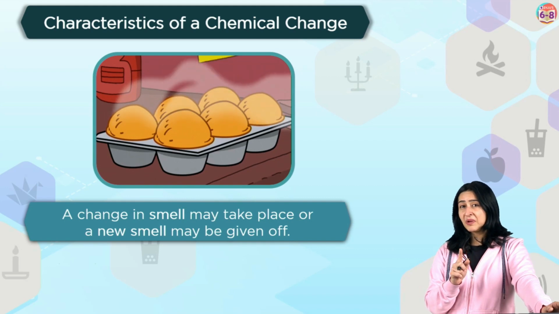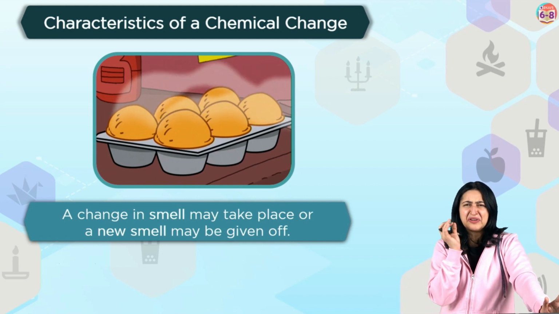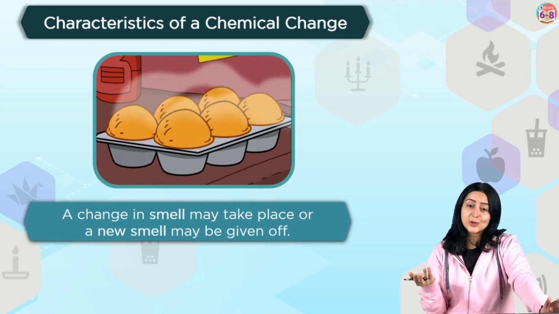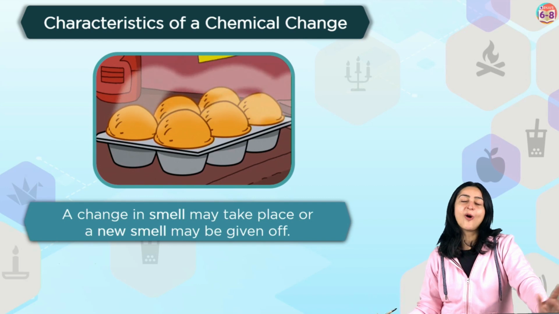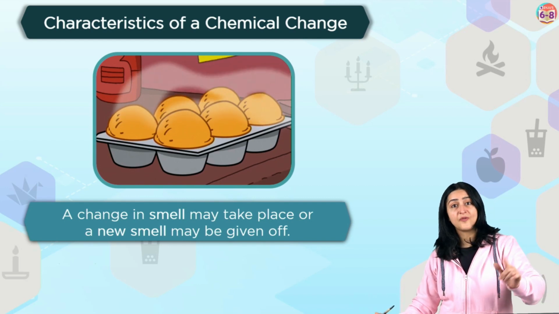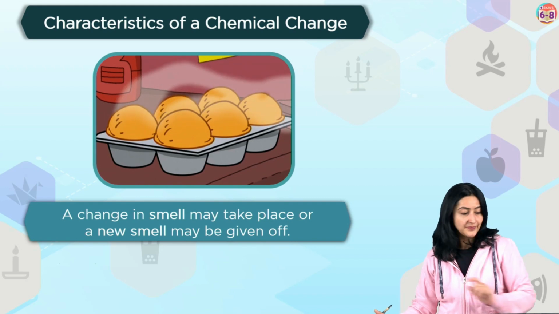In some other cases, when we're talking about not so nice smell, when food goes bad, it gives up a really bad smell. Now, that is also a chemical change, right? So, this is another characteristic of chemical changes. So, what have we spoken about so far? Heat, light, sound, radiation, change of smell, right?